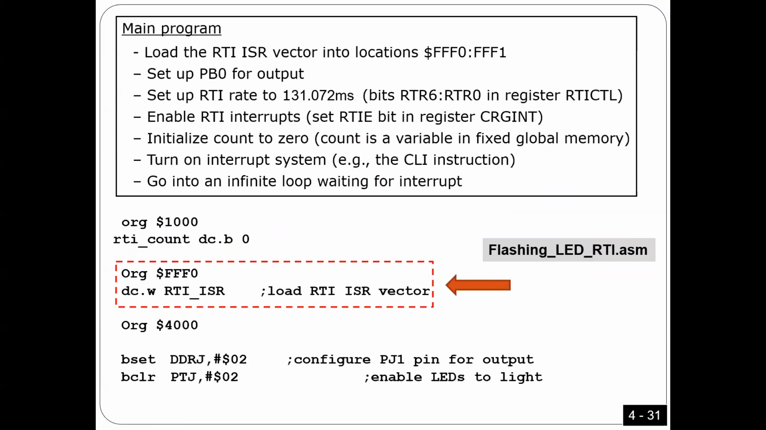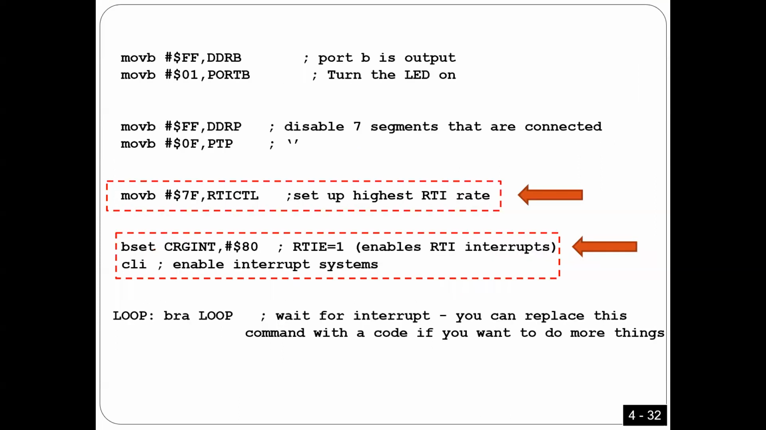Number two, here, this is just a configuration. You have to use port B, port P, and so on. This is just a configuration because I'm using one LED. And then you have to write this one. All of that is still in the main program in order to set up the RTI to 131 milliseconds. So this command should configure or set up the timeout to 131 milliseconds.